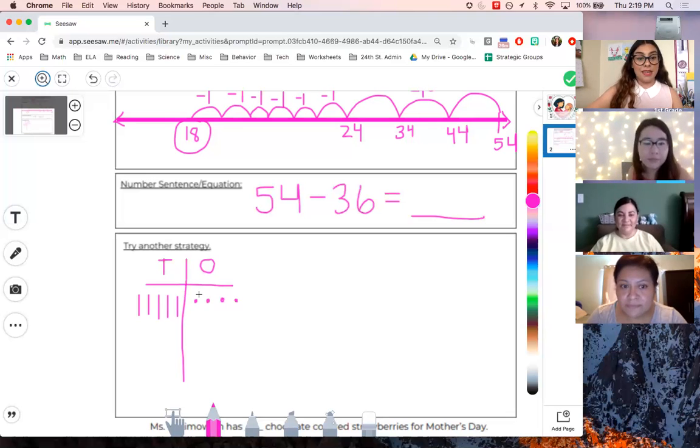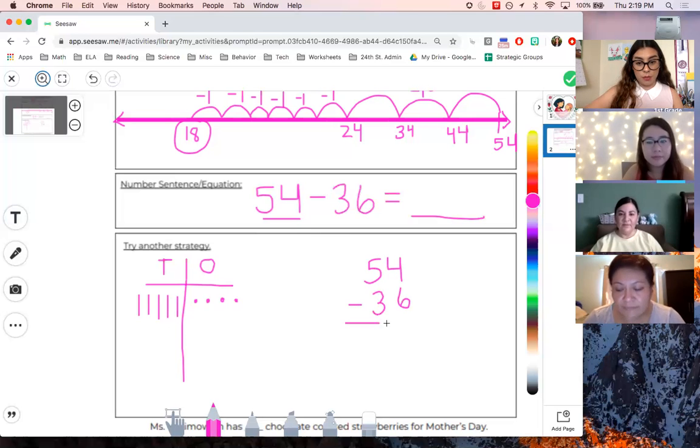So side by side, when we do a tens and ones strategy, we start with our whole number, our minuend, and we represent that in our tens and our ones. And so Ms. T was able to show us 5 tens makes 50 plus 4 ones makes 54. And I'm going to stack those up, 54, remember, vertically to show my tens and ones lined up, and we're subtracting, so we need to remember that symbol.